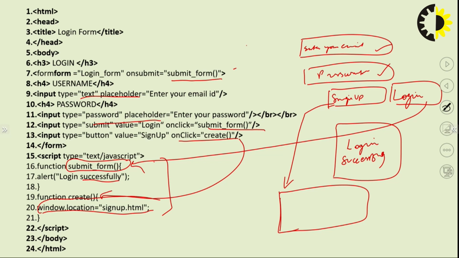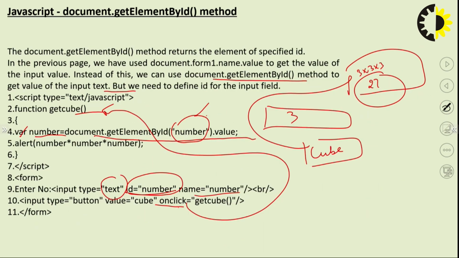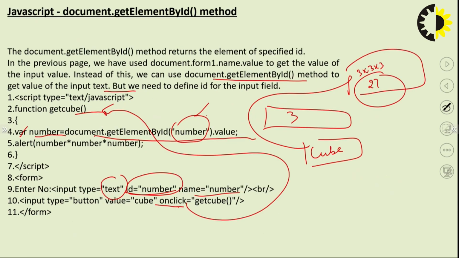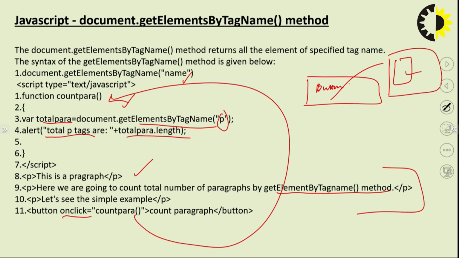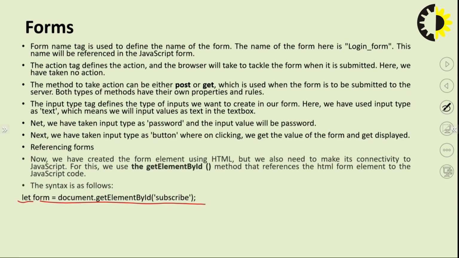JavaScript. There are many things still left to discuss about JavaScript, but for this particular lecture, the things I have discussed are mainly the features of JavaScript and four methods: first of all, document.form1.name.value; the second one, the document.getElementById method; the document.getElementsByTagName method; and the document.getElementsByName method also. And finally, at last, I discussed one example of a login form by the use of getElementById also.